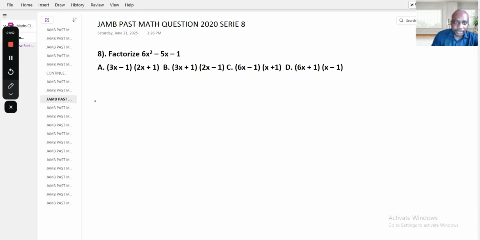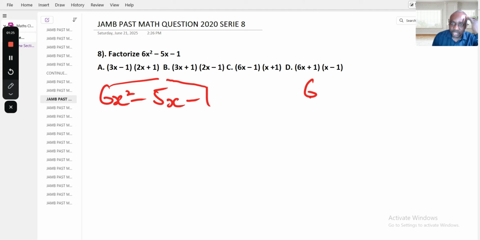Factorize. Let me write it out. x squared minus 5x minus 1... Therefore, what are the two numbers that we can multiply together? For example, we have to multiply this and this. 6 times 1 gives us 6. Therefore, what are the two numbers that we can multiply to give us 6, but when we add them, they give us minus 5x?